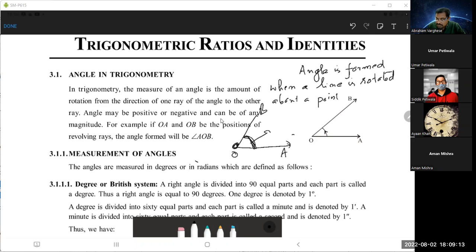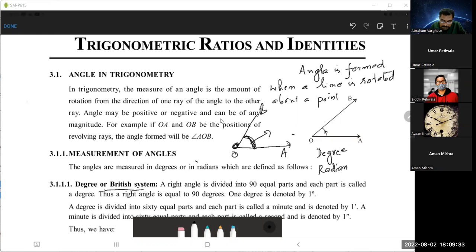So I want to measure this angle. To measure this angle, two measurements we are using. One is called a degree measure, and another one is called a radian measure. In the degree measure, the British system, we are using the degree.